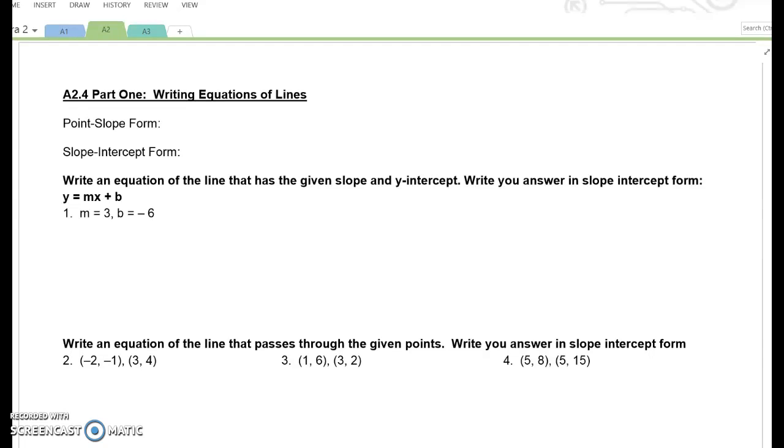Today we're going to be writing equations of lines. We're going to start by writing them in point-slope form and then change them into slope-intercept form. So slope-intercept form, you probably remember, is y equals mx plus b.